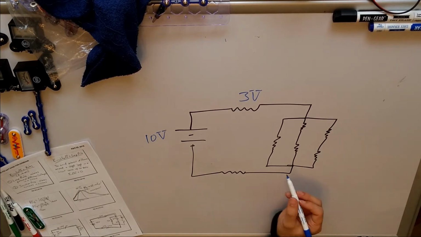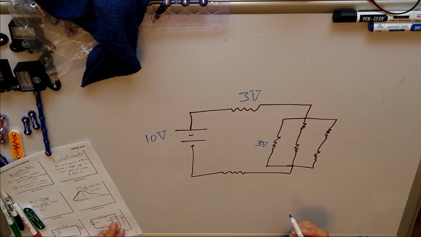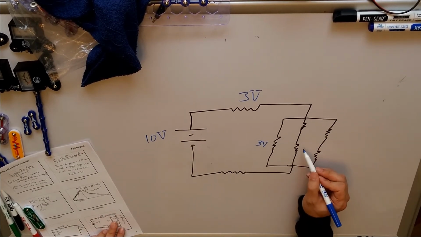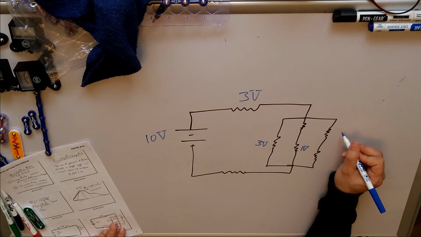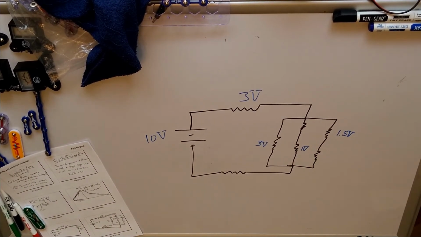Now I'm going to give a little bit more information. Let's see, I'm going to say that this one is 3 volts here. And then I'm going to fill a few of these things in. Let's say that this is 1 volt right here, and let's say that this is 1.5 volt right here. And that's all I'm able to measure for you.